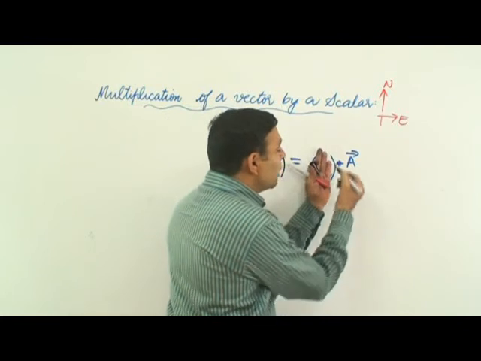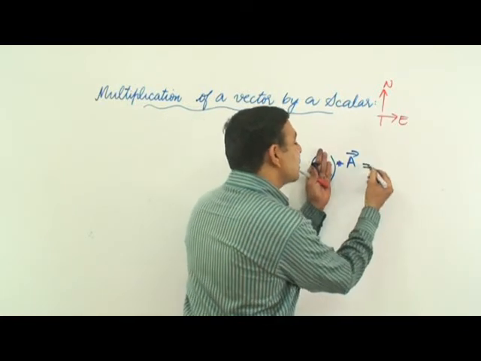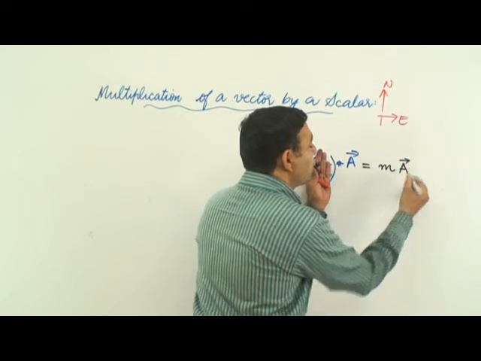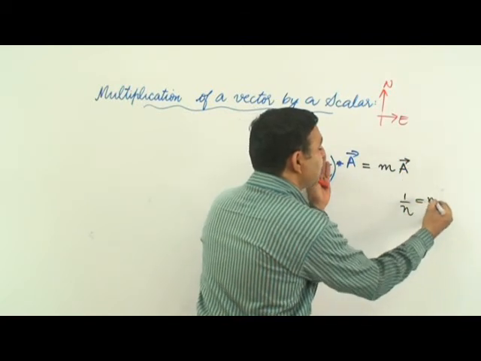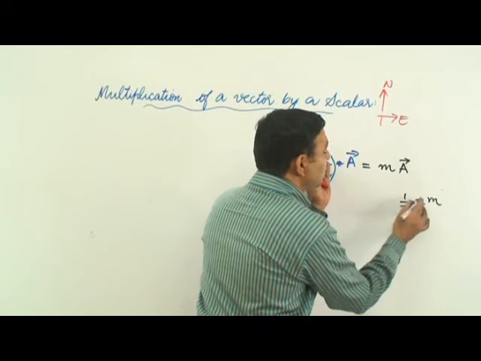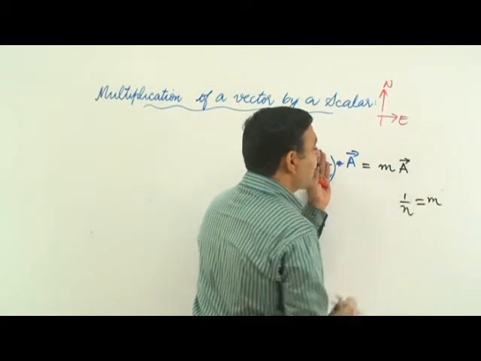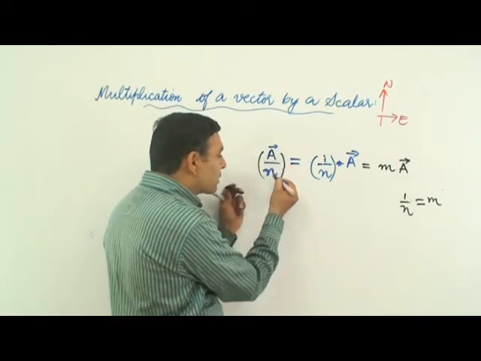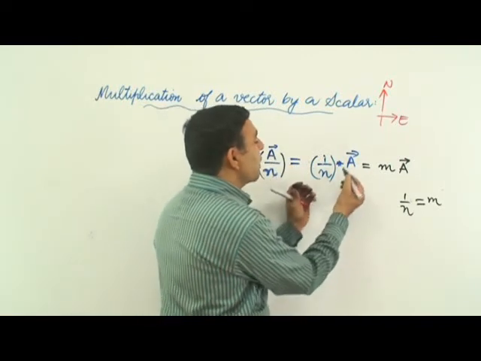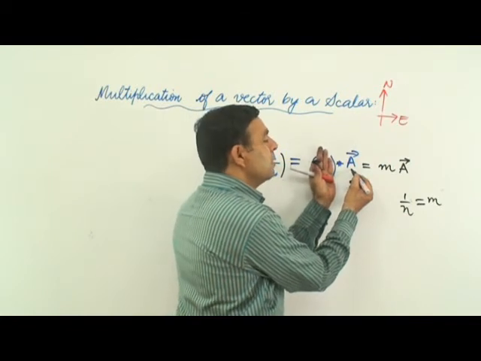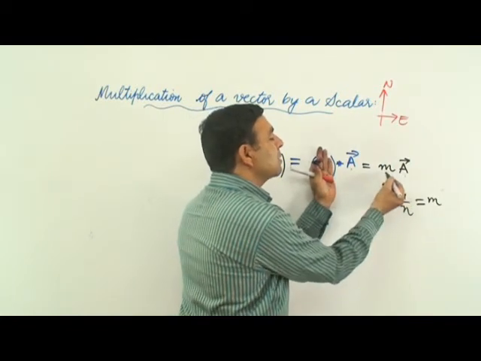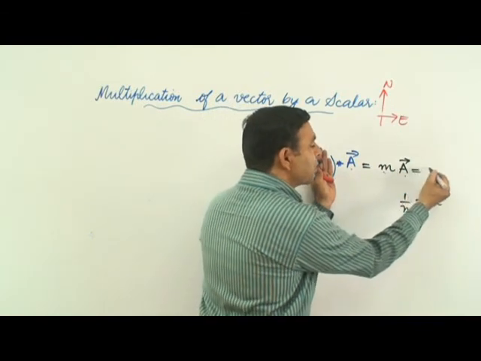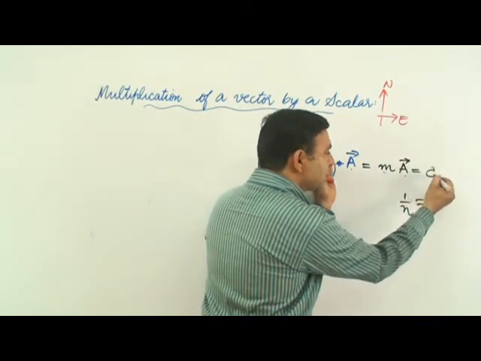But 1 by n is some other scalar, suppose say m, into a. Remember, for 1 by n I am writing it as some m. Here m need not be mass, but some scalar 1 by n as m. So what I am trying to tell you is, dividing a vector by scalar n is the same as multiplying the vector by scalar 1 by n. Multiplying by scalar means you get another vector. You get another vector c, suppose, and these two vectors will be in the same direction.